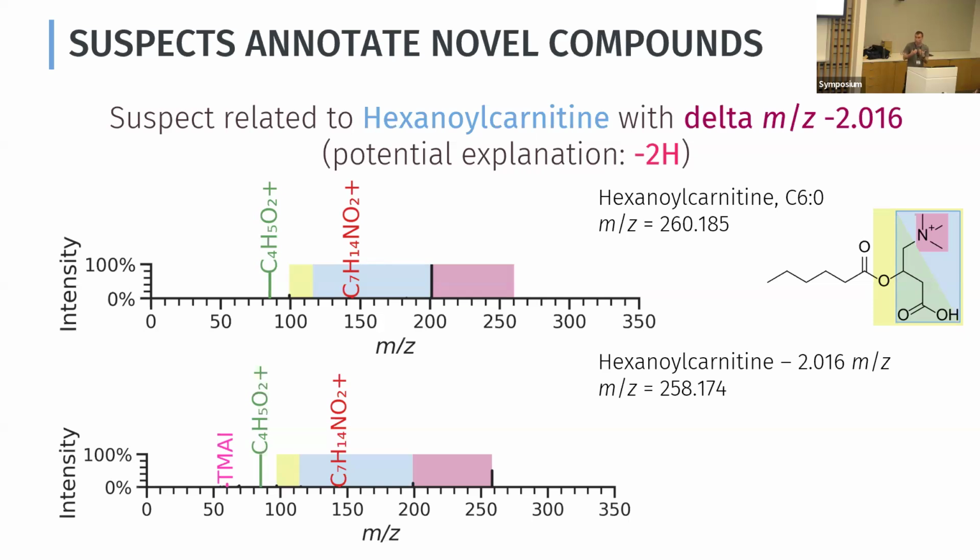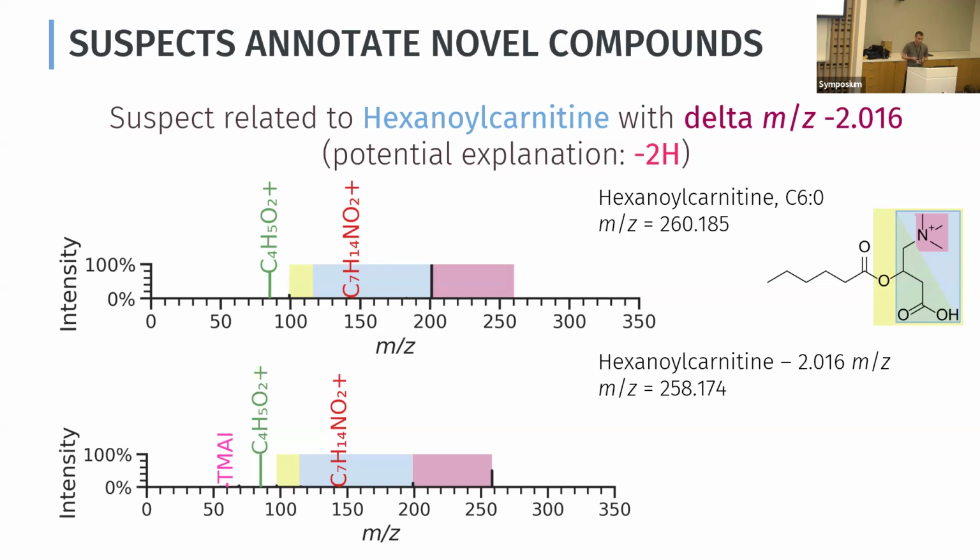And below it, we have a suspect spectrum for hexanoyl carnitine with a mass difference of 2 m/z. Now, you see very nicely that both spectra have this characteristic acyl carnitine fragmentation pattern with both the neutral losses as indicated by the shaded boxes and the fragments as indicated by the colored fragments.